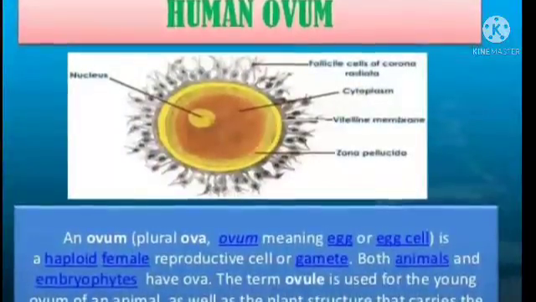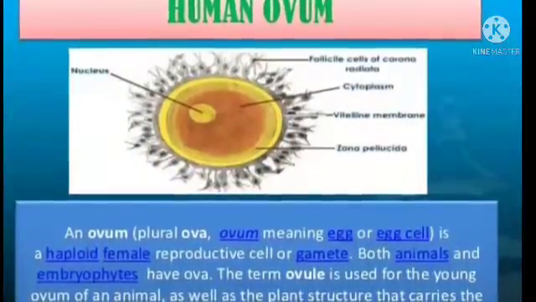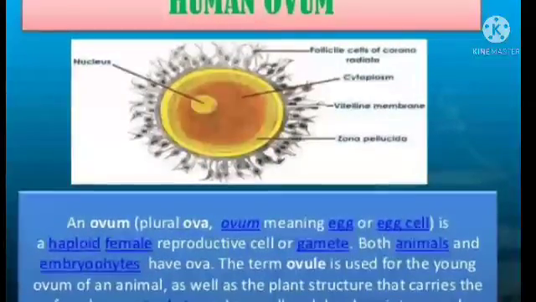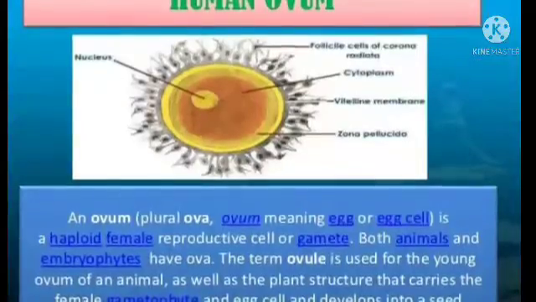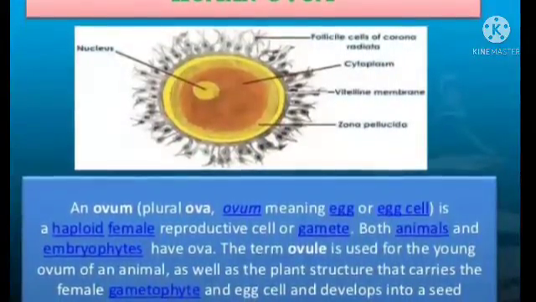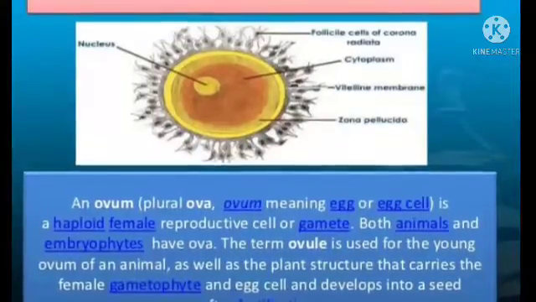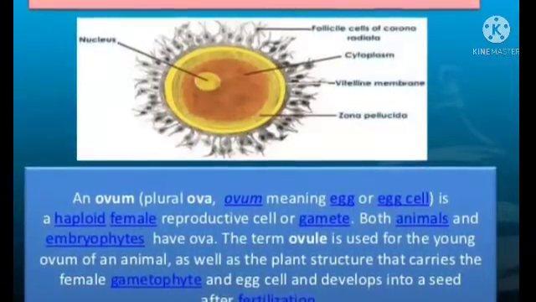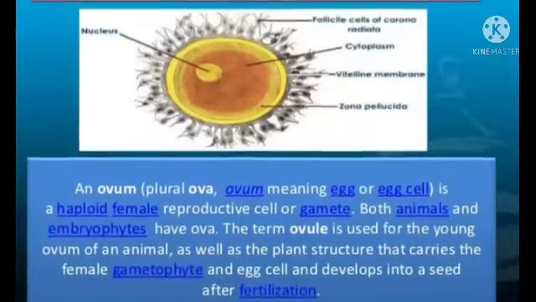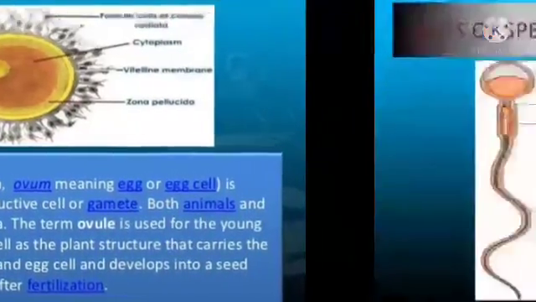Human ovum. An ovum is a haploid female reproductive cell or gamete. Both animals and embryos have ova. The term ovule is used for the young ovum of an animal, as well as the plant structure that carries the female gametophyte and egg cell and develops into a seed after fertilization.